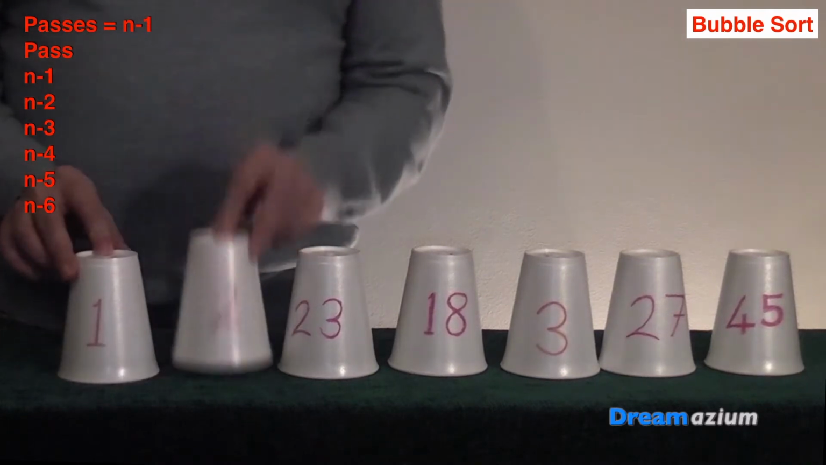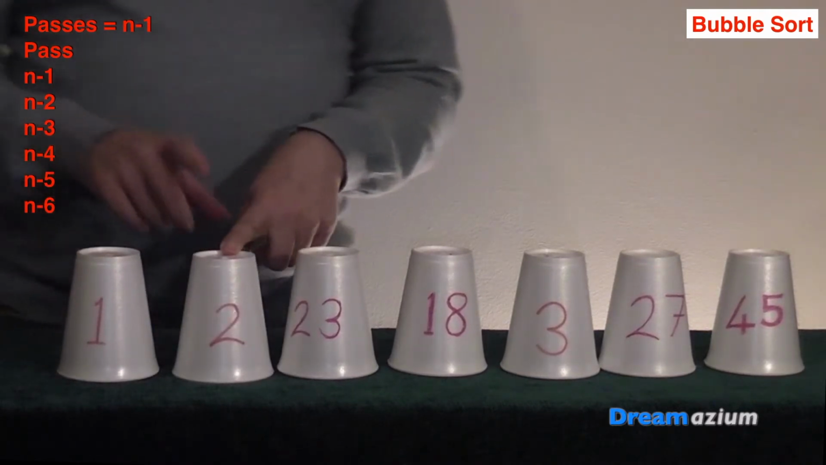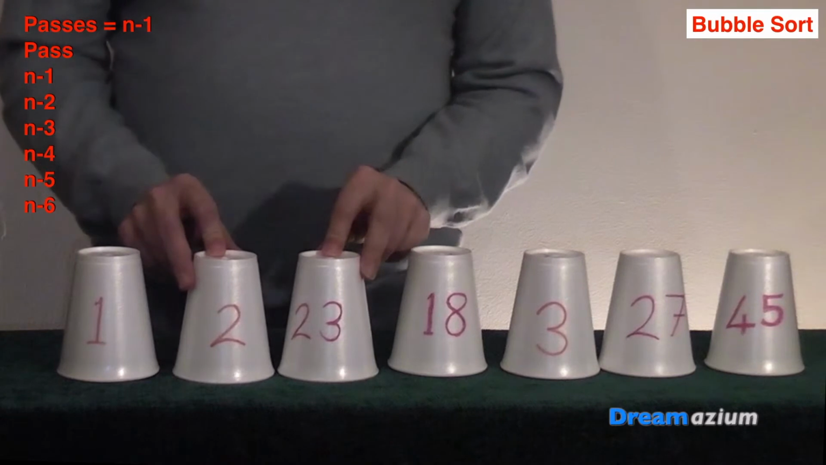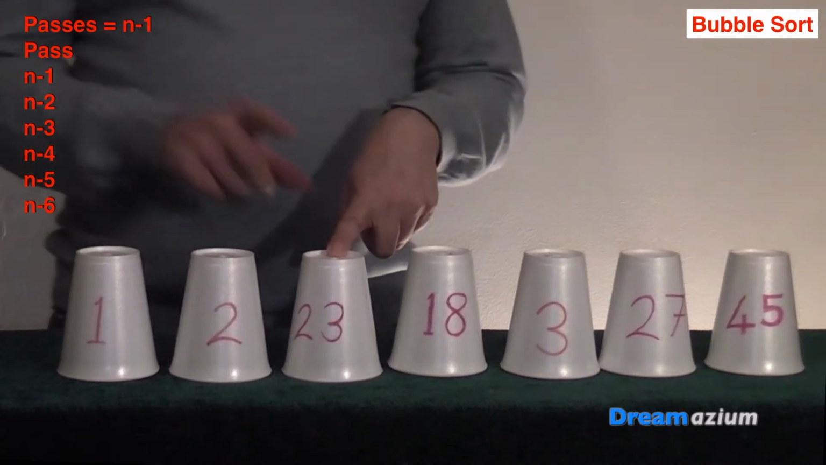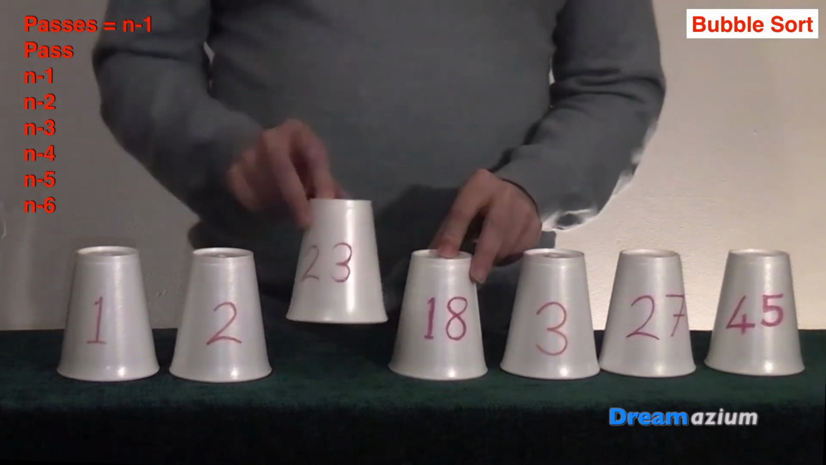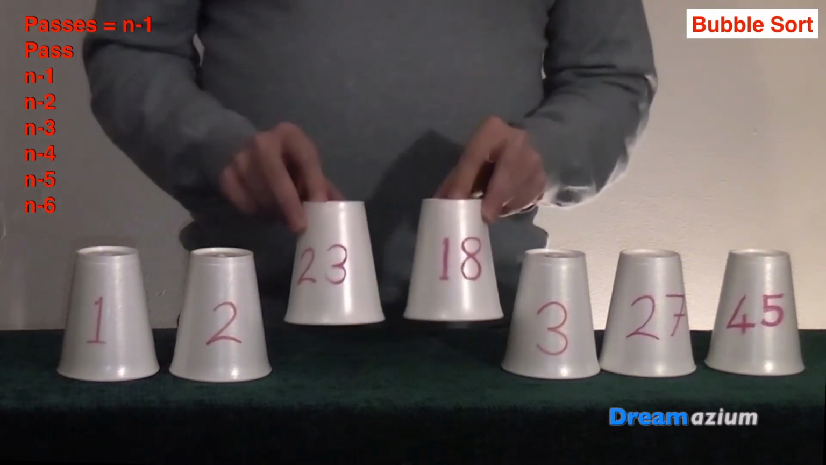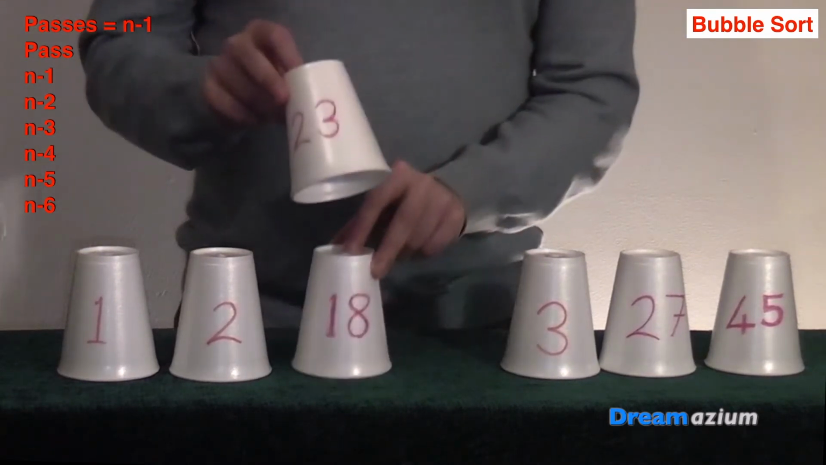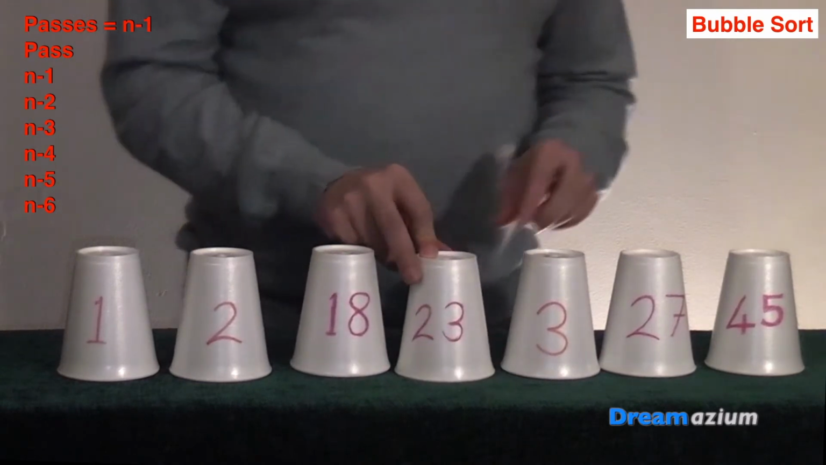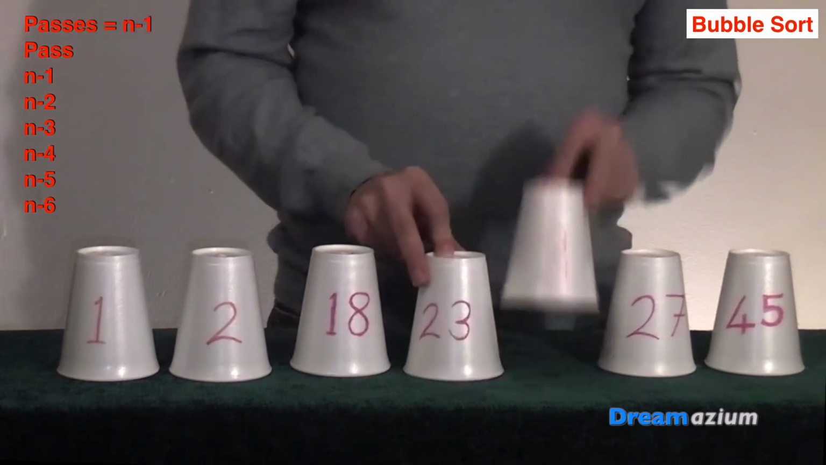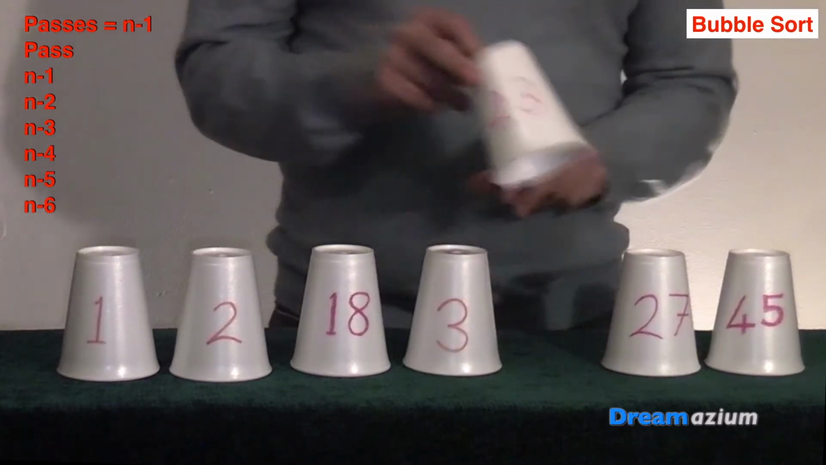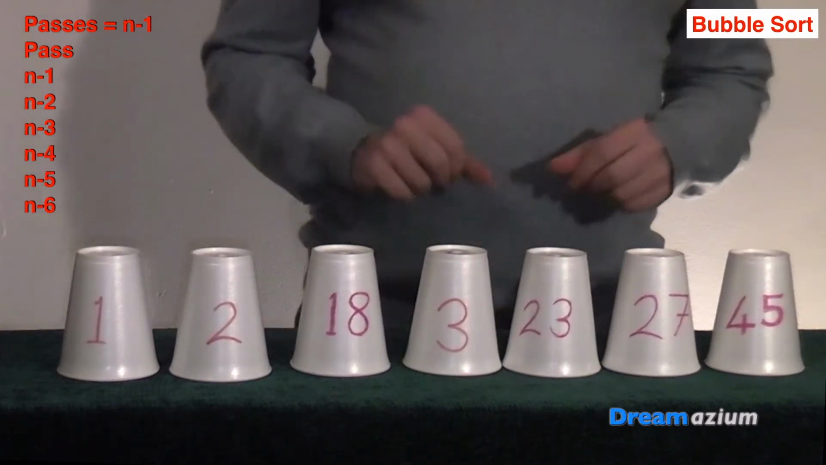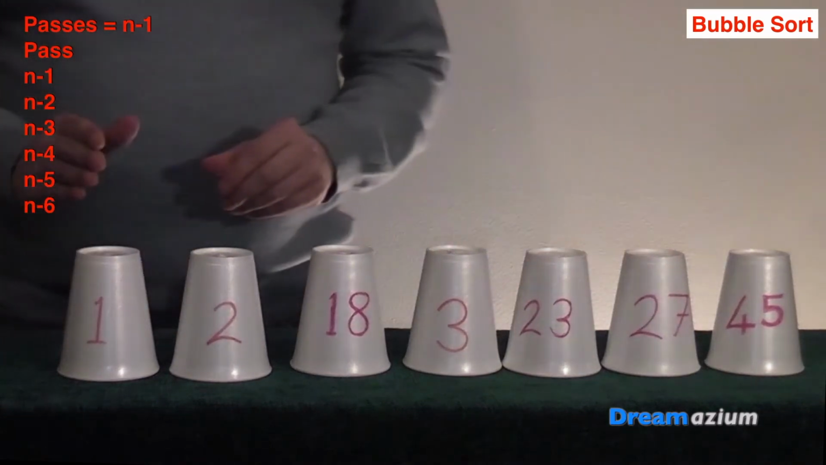We check 1 against 2. They're in the right place, so we leave them alone and move up 1. We check 2 against 23. They're in the right place, so we leave them alone and we move up 1. We check 23 against 18. 23 is greater than 18, so we swap and move up 1. We check 23 against 3. 23 is greater than 3, so we swap, and then we move back to the beginning of the list.